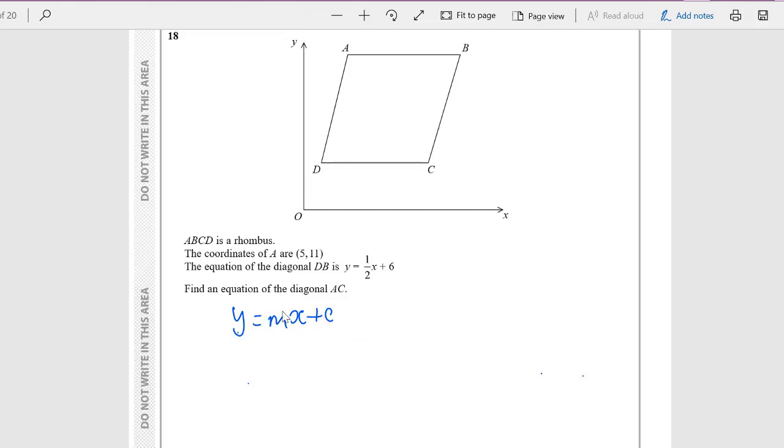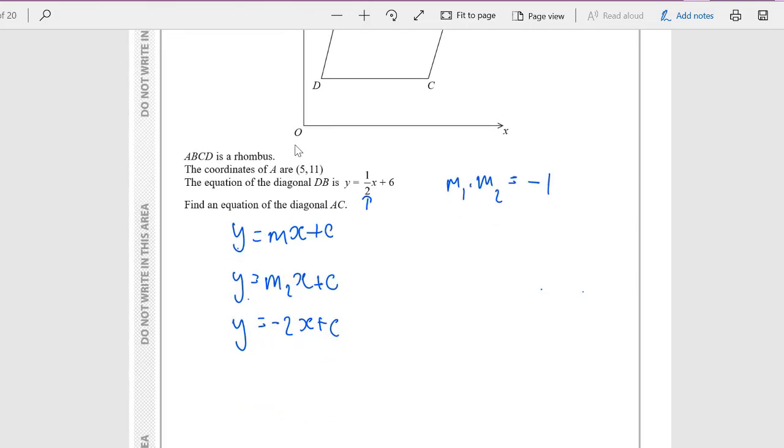So how can we find m first and foremost? Well, we know that since we have this line here, DB, with gradient half, this line AC is going to be perpendicular to that. Okay, so if you remember, if we have m1 times m2, where these two lines are perpendicular to one another, you'll get minus 1. So therefore, m2 in this case will be minus 2, so y equals minus 2x plus c.